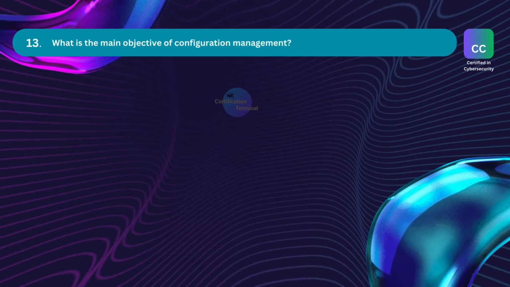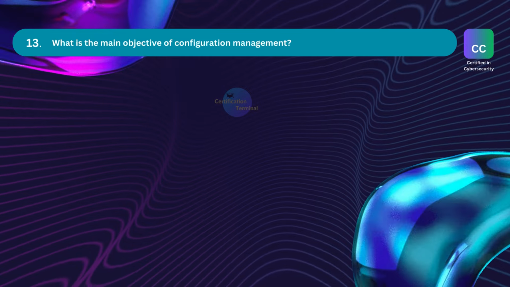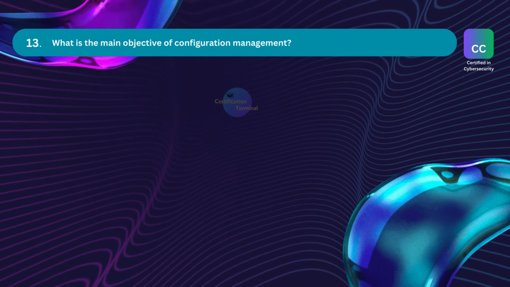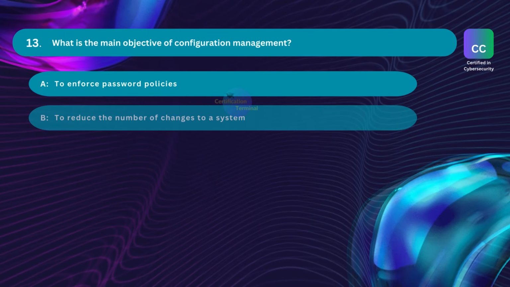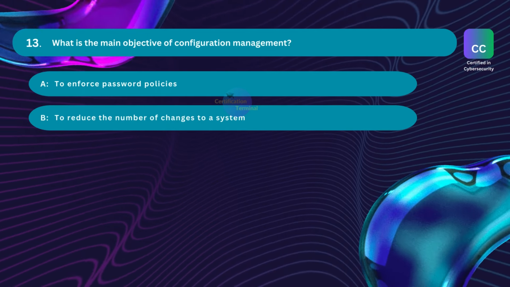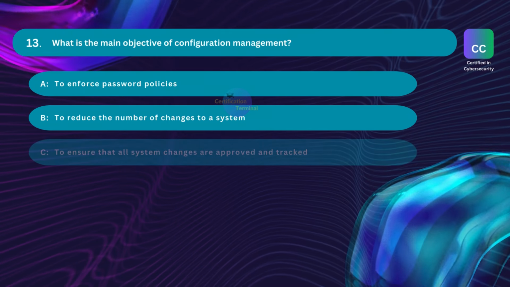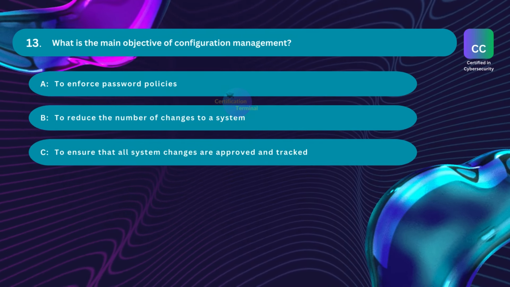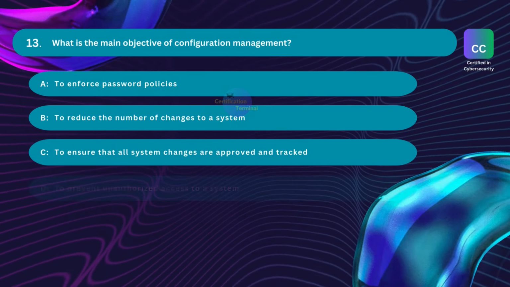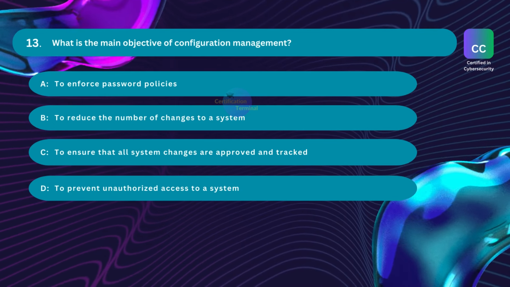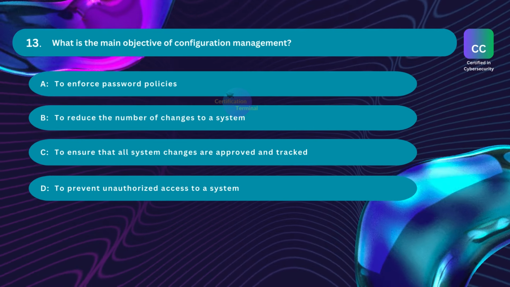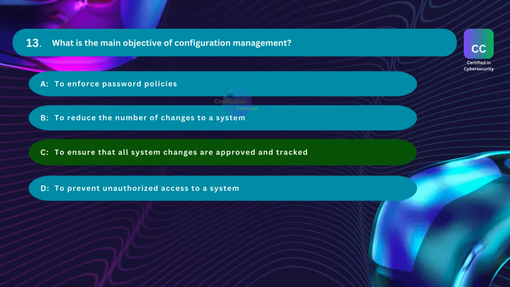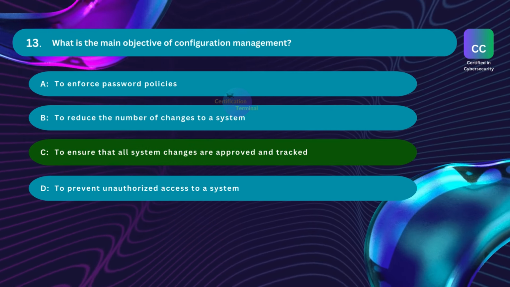Question number 13. What is the main objective of configuration management? Option A, to enforce password policies. Option B, to reduce the number of changes to a system. Option C, to ensure that all system changes are approved and tracked. Option D, to prevent unauthorized access to a system. The correct answer is Option C, to ensure that all system changes are approved and tracked.